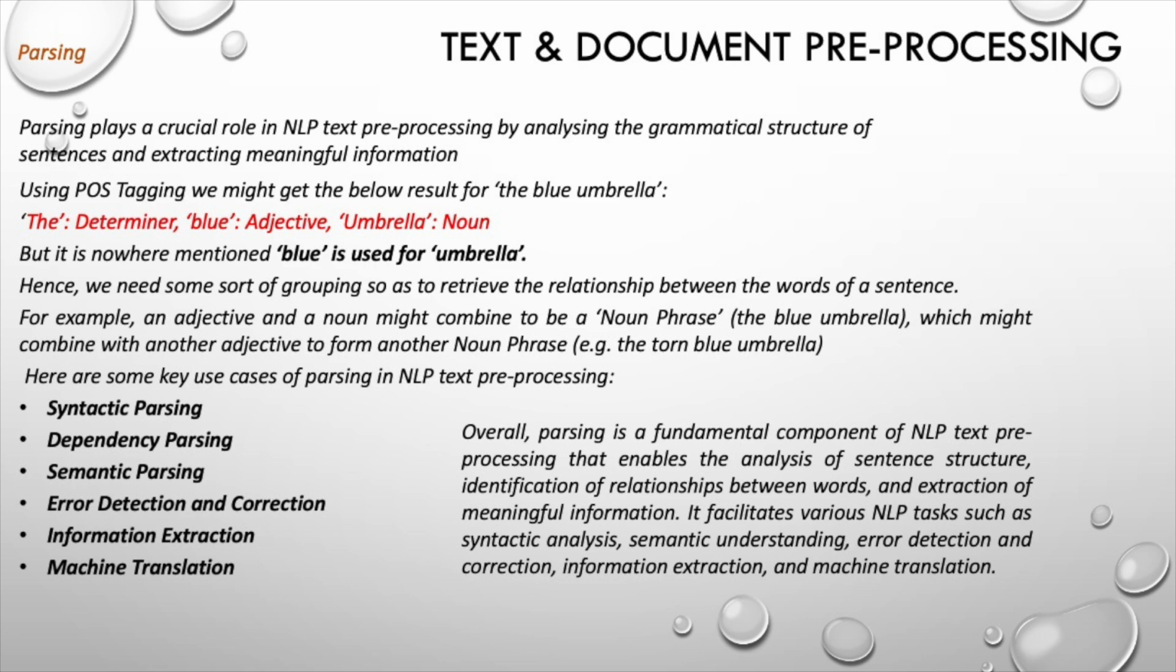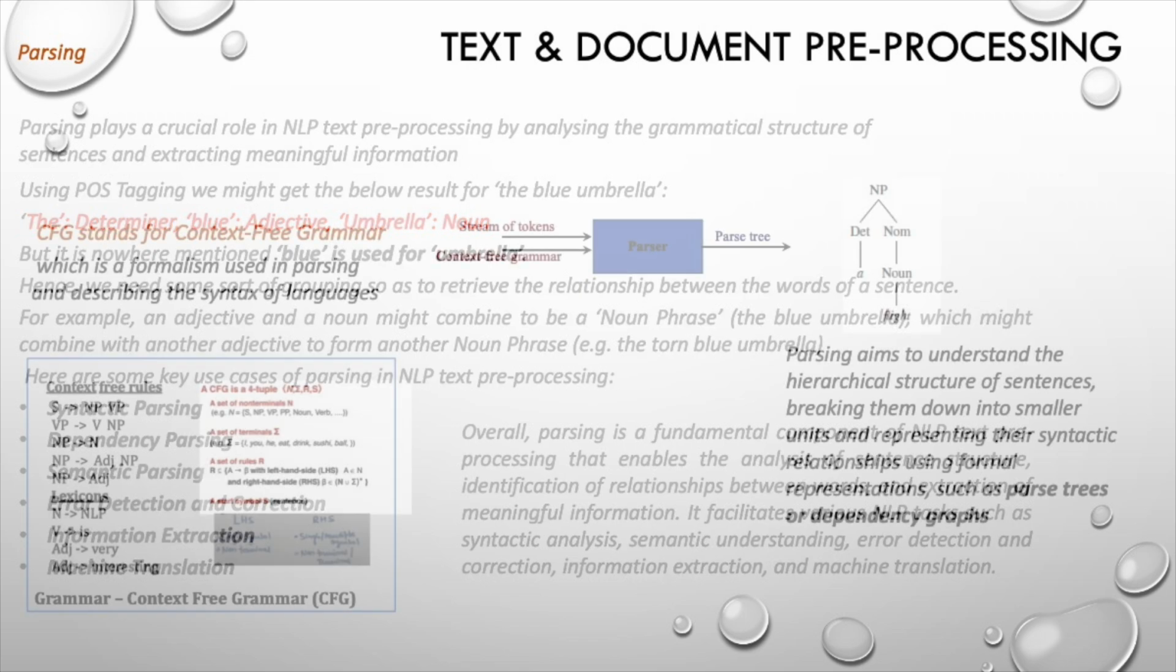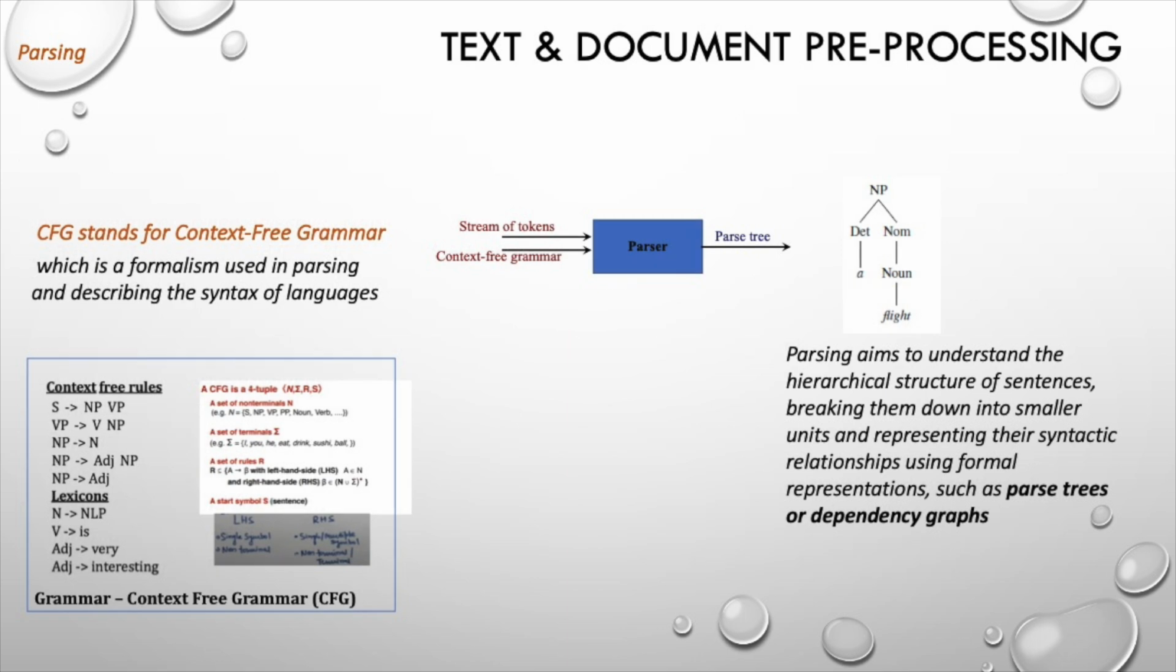In natural language processing, NLP, parsing refers to the process of analyzing the grammatical structure of sentences and determining how words and phrases relate to one another. It involves identifying the syntactic relationships between words, such as subject-verb, noun modifier, or object-preposition relationships. Parsing aims to understand the hierarchical structure of sentences, breaking them down into smaller units and representing their syntactic relationships using formal representations, such as parse trees or dependency graphs.